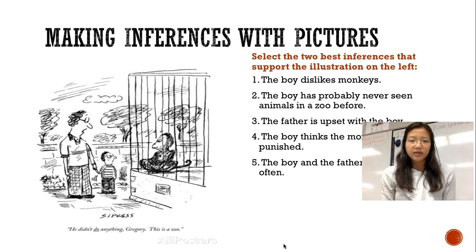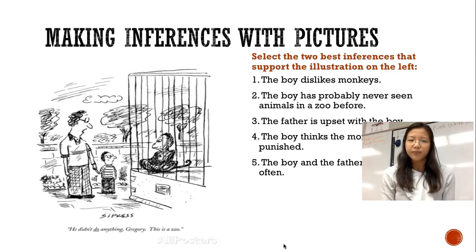So, number 1, the boy dislikes monkeys. Number 2, the boy has probably never seen animals in a zoo before. Number 3, the father is upset with the boy. Number 4, the boy thinks the monkey is being punished. Number 5, the boy and the father visit the zoo often. Which 2 inferences would best support the illustration on the left? If you think 2 and 4, you are correct.